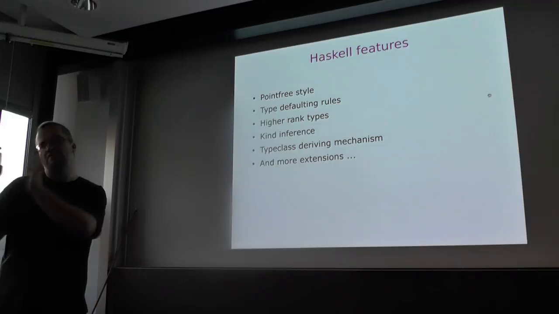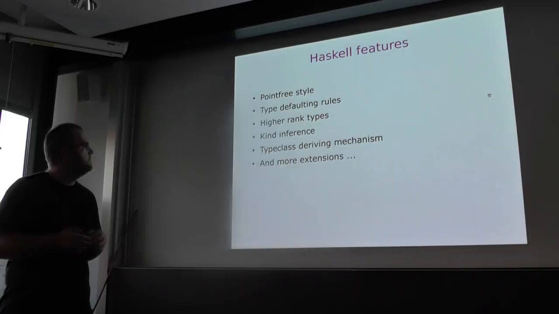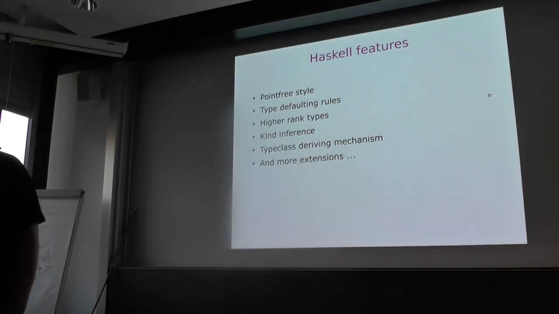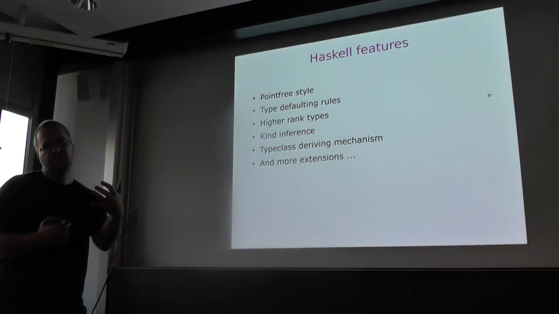You have type defaulting rules and developed type inference. You have support for higher rank types, which is really nice. Kind inference works properly. This is a problem in Scala, it doesn't really work. You have the type class deriving mechanism, which is very powerful, and many more extensions. I don't even know, there are too many. Haskell goes even farther toward higher and more powerful abstractions.